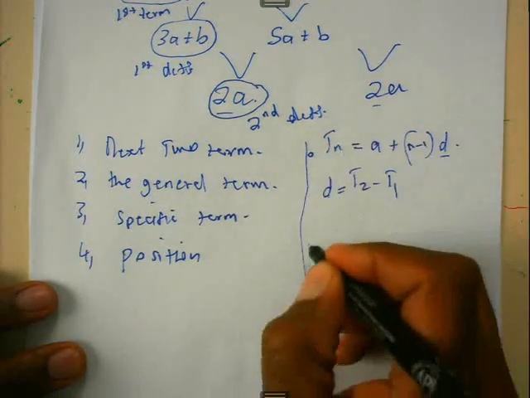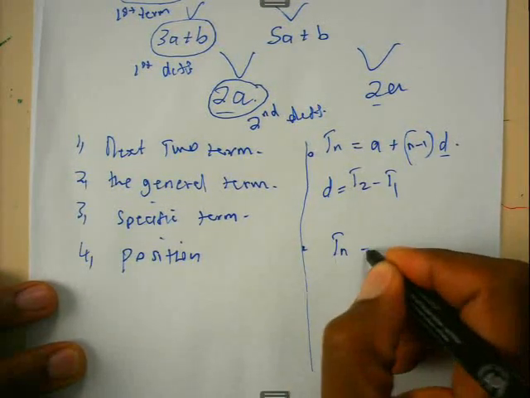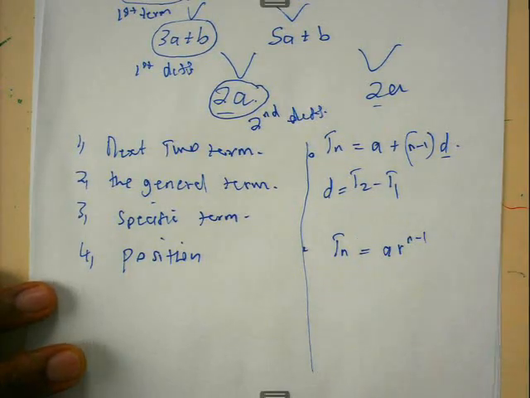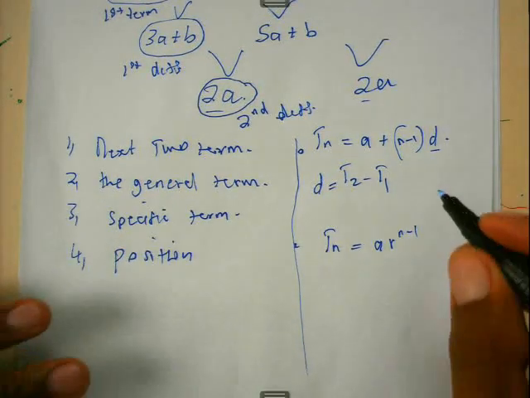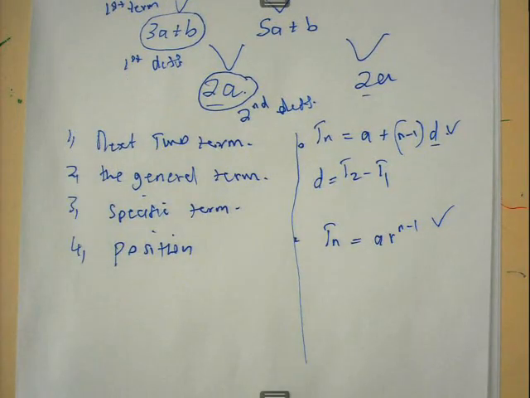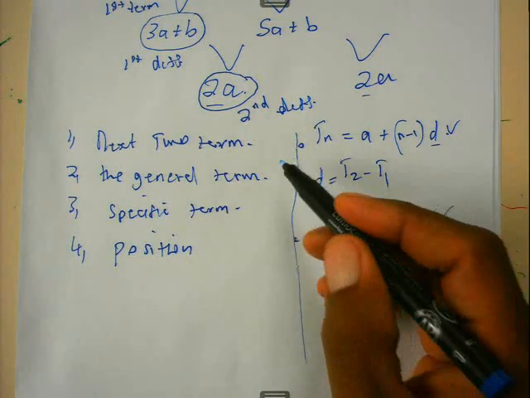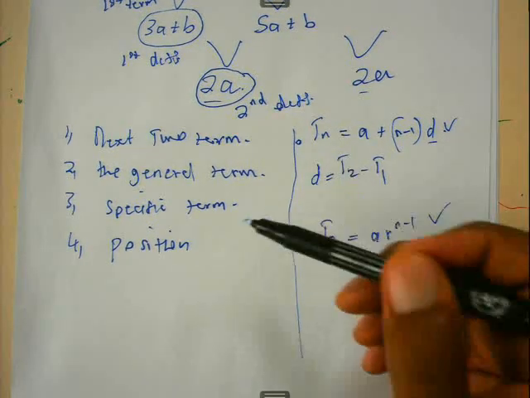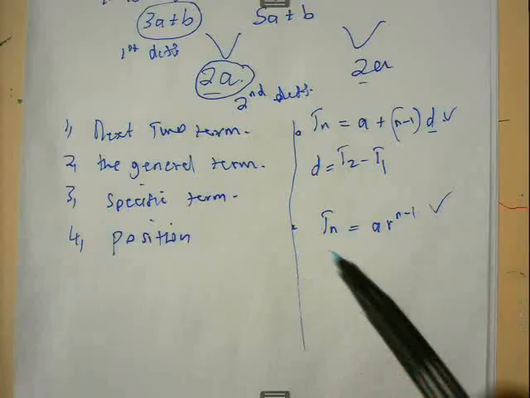Good. Immediately after this one, we have Tn is equals to ar to the power of n minus 1. Of course, tomorrow morning you'll be looking at the arithmetic as well as geometric sequence. Right. Boys and girls, now let us focus on the quadratic pattern. What is it that's important here? Of course, for a quadratic pattern, the second difference must be the same. And from the quadratic pattern, we must be able to identify the next two terms, the general term, the specific term, as well as the position.